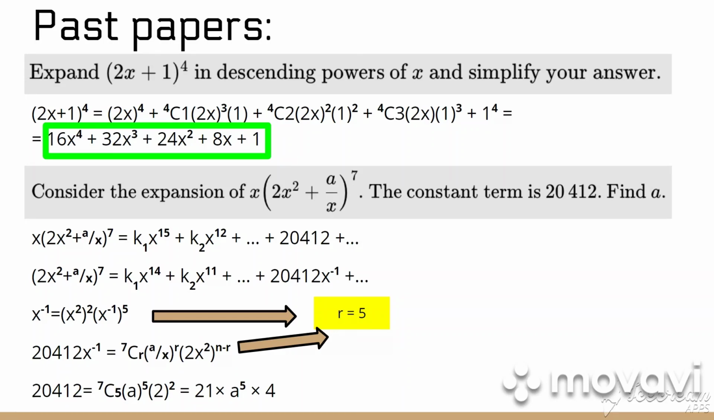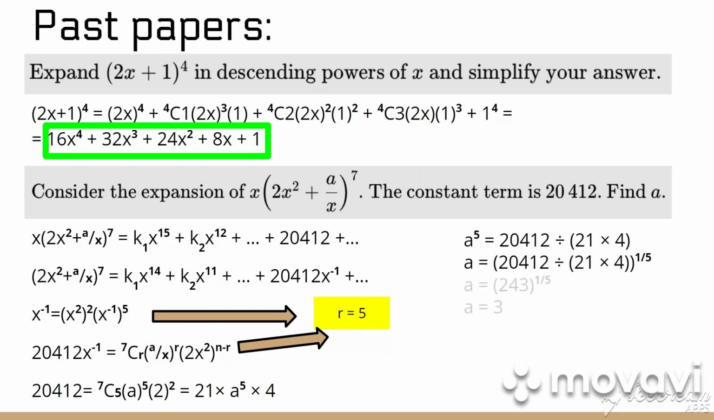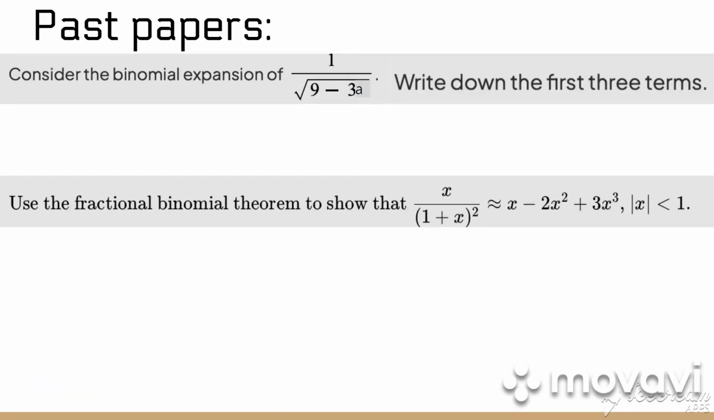we erased all x's, and we'll get that 20,412 is equal to the 21 multiplied by a to the power of 5 multiplied by 4, and we'll get that a is equal to the 243 to the power of 1 divided by 5, and a is equal to the 3. That's the answer. And now another two tasks.